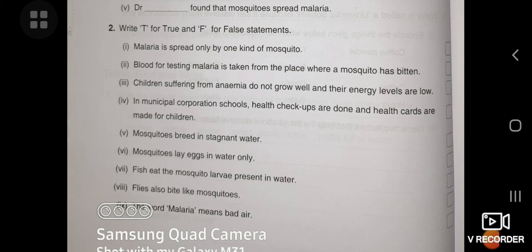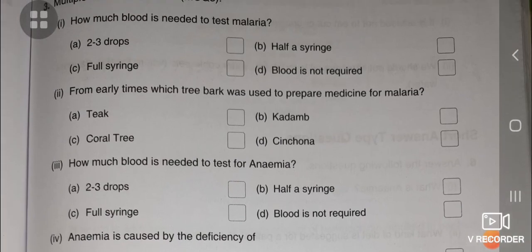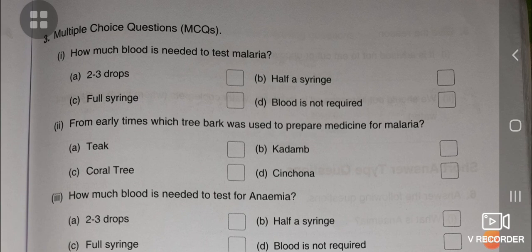So please go through your textbook and try to search the answers and write the correct answers only in your practice notebook. Go thoroughly through your textbook and then only start answering. Now then we have multiple choice questions or MCQs.